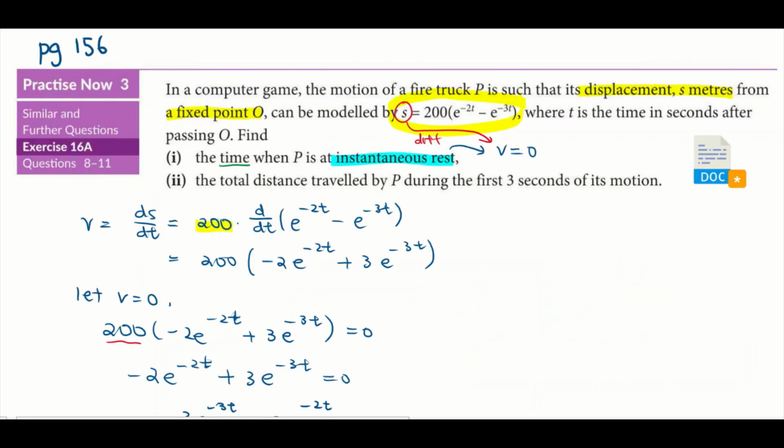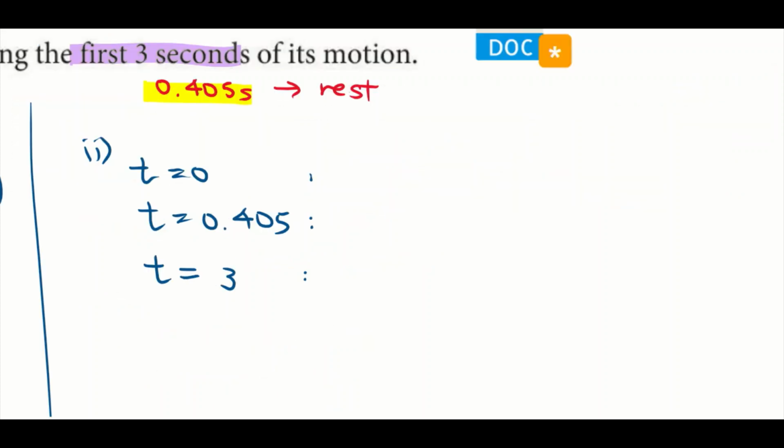Now let's come to part 2, where I want to find the total distance traveled by P during the first 3 seconds. And take note, as we mentioned, my timing 0.405 seconds is the time where the particle is at instantaneous rest, which means it can change direction. So there are 3 timings that we need to take note of. These are my 3 timings. T equals 0 would be the initial timing where it first started. T equals 3 would be the final timing. And 0.405 will be the time where the particle is at rest.